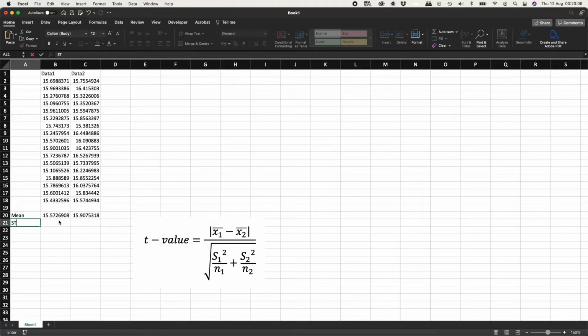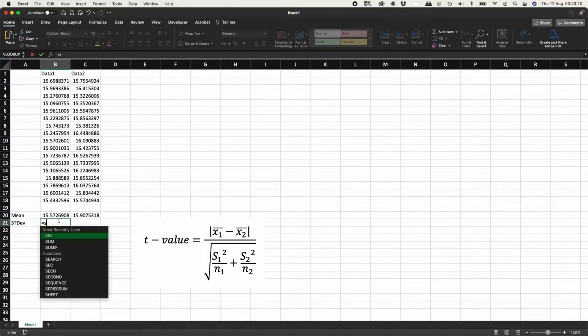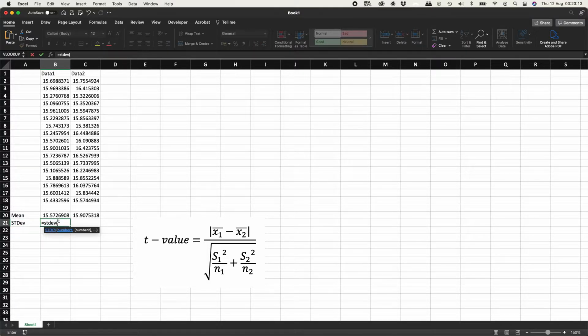Then we're going to take the standard deviation. The STDEV. We're going to take STDEV, and it is going to select all of the sample as well. It's really quite a simple application of the formula. We're going to do the same with the second one.